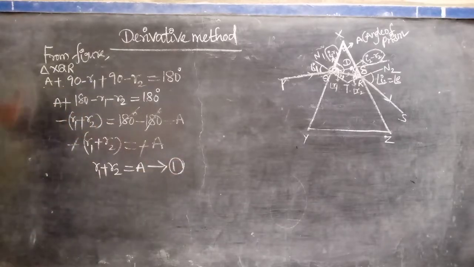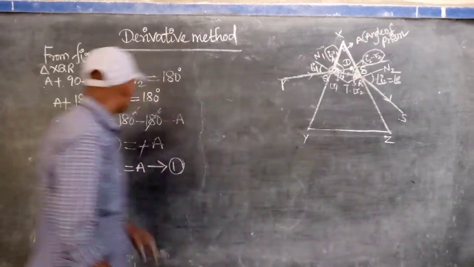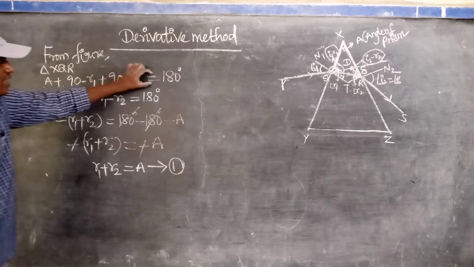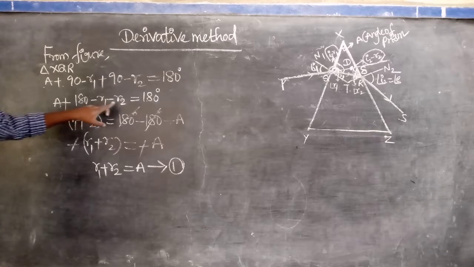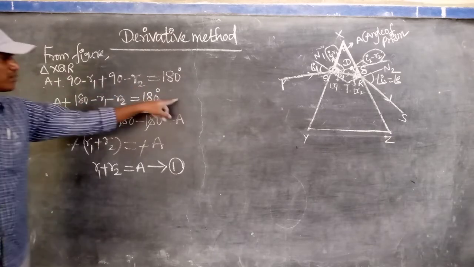Listen very carefully. From the figure XQR, A plus 90 minus R1 plus 90 minus R2 equals 180. Then A plus 180 minus R1 minus R2 equals 180. So A and 180, these two values are transferred to the right hand side. Here the plus value becomes minus.